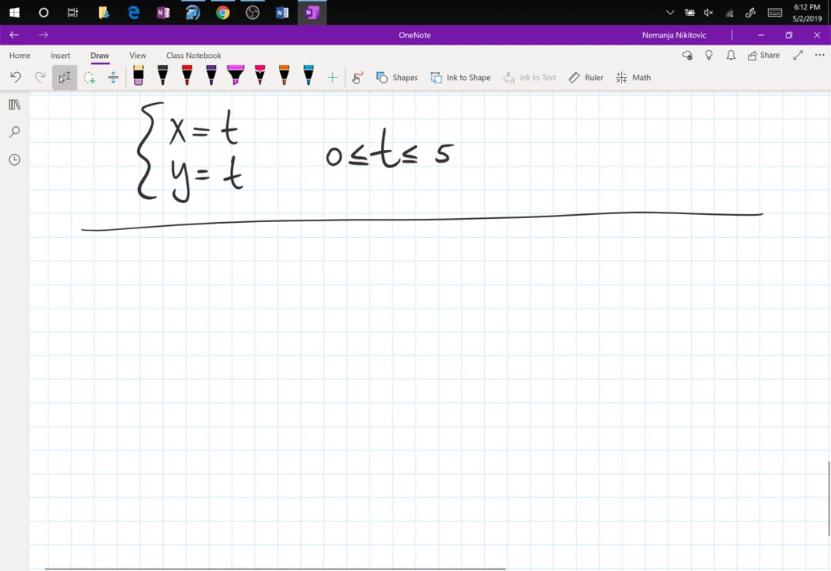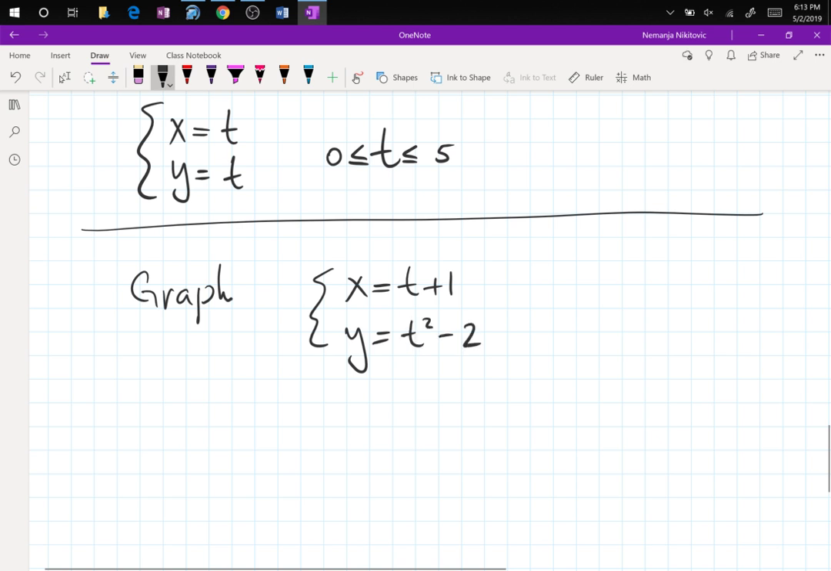So let's go with the graph. Parametric set: x equals t plus 1, y equals t squared minus 2. Is this a new problem? Yes. Okay. I want to graph it. I don't know. I'm so lost. I'm just trying to write stuff down. So now I just want to graph the parametric equation. That's all I want to do.